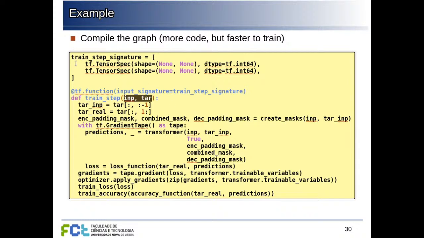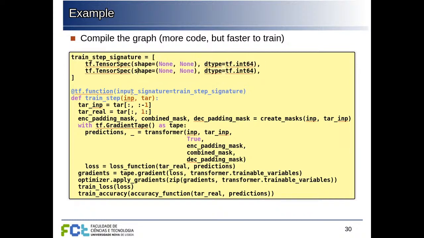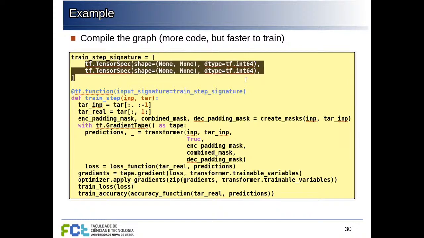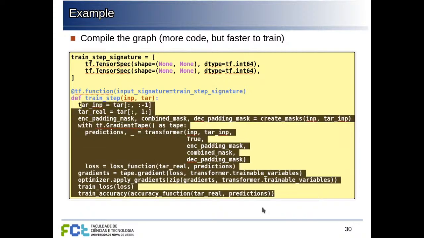To prevent that, we can specify this signature. So we can tell TensorFlow that this would be the signature for the inputs. And as long as they have this signature, they have these 2 dimensions, so the batch and the sentence, and they are integers. These are the tokens that we have in the input and the target sentences. We can work with the same graph.